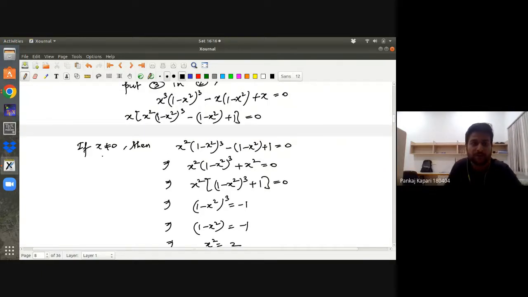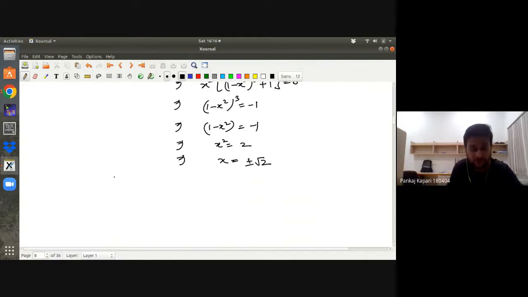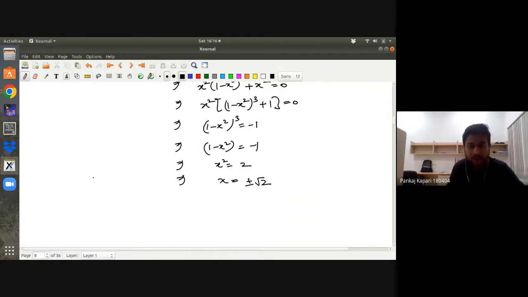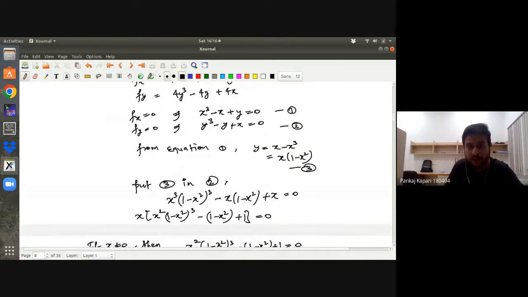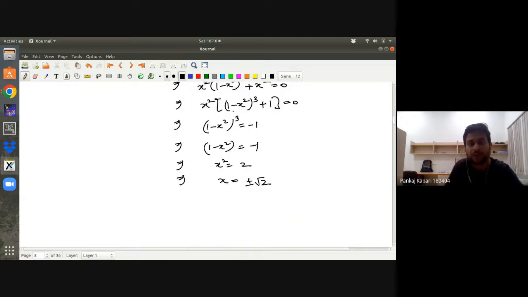Yeah, now because we have assumed that x is non-zero, what will happen when x becomes 0? Notice that we already have these two equations, first and second. When you put x equal to 0 in the first equation, or x equal to plus minus root 2, what do you get?